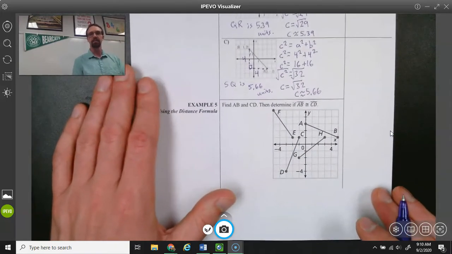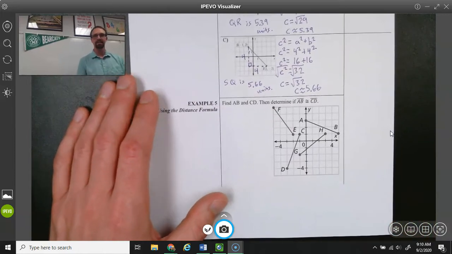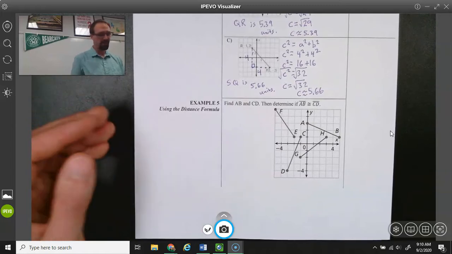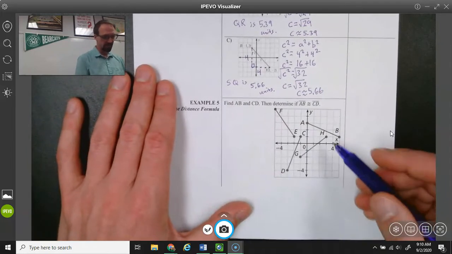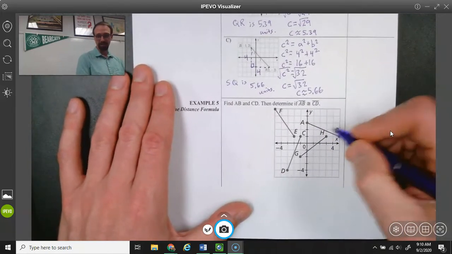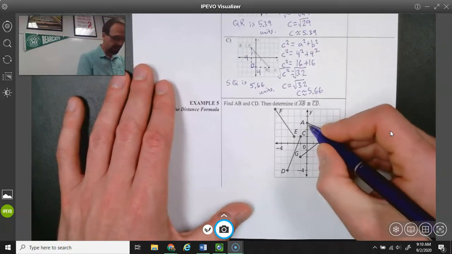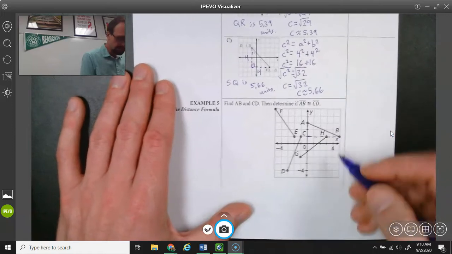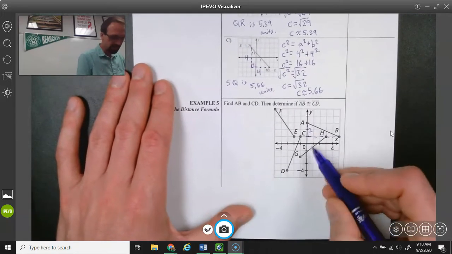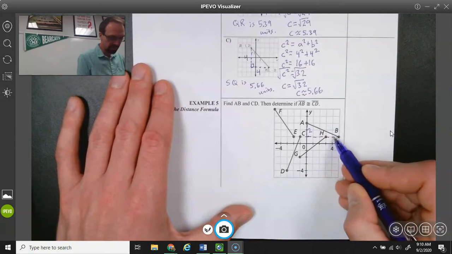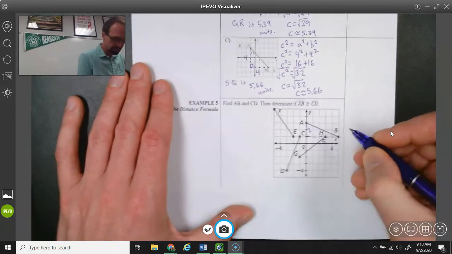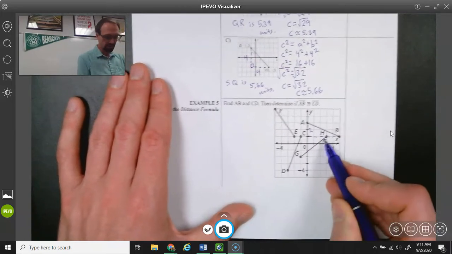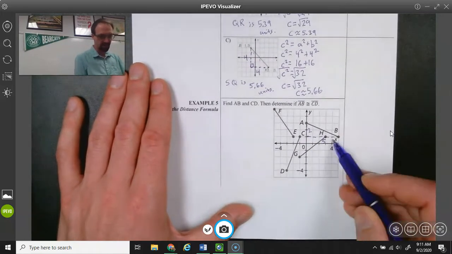Now, example 5, using the distance formula, it wants us to find the distance from A to B and the distance from C to D. Then it wants us to tell if those segments are congruent. So to find the distance, first from A to B, I can plot on the grid, do it algebraically, or I can make a right triangle, which I will here. If I count down, that's 2 units down, and I count over 1, 2, 3, 4, 5. So my distance down is 2, and over to the right is 5. So this leg length is 2, this leg length is 5.